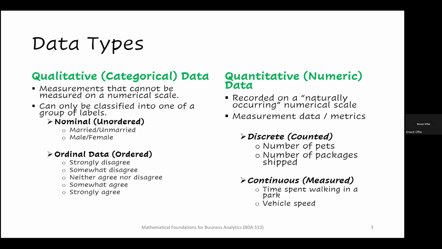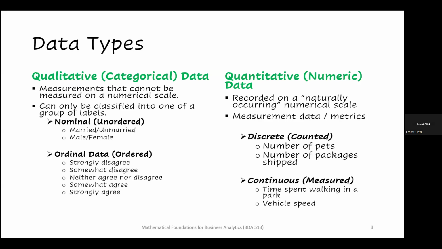Categorical data that is ordered. In such situations, the arrangement is important. For instance, when you take a survey, you can have options like strongly agree, somewhat agree, neither agree nor disagree, somewhat disagree, strongly disagree. So they are ordered in that sense.